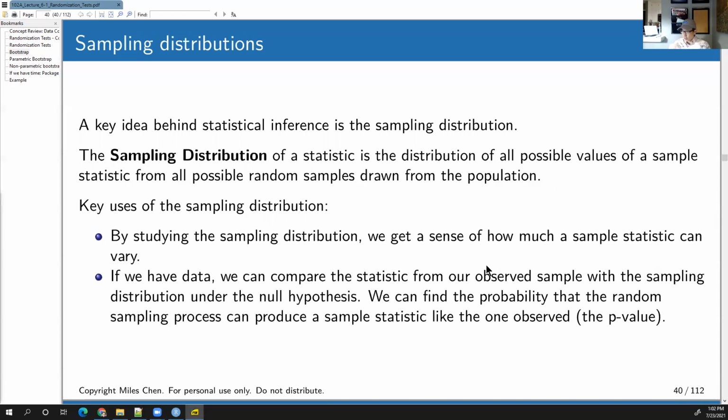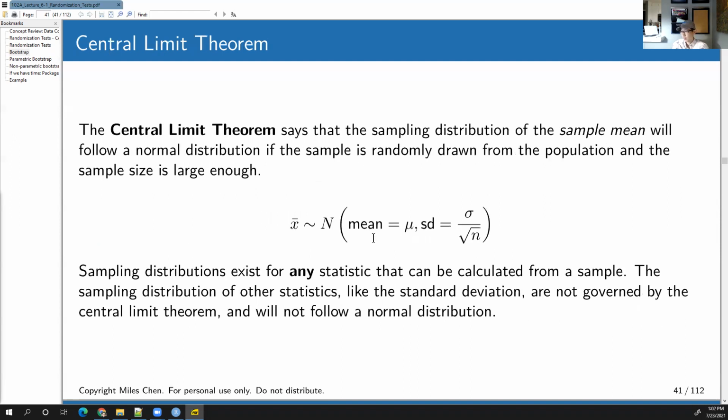So again, taking a step back, the sampling distribution is the distribution of all possible values of a sample statistic from all possible random samples drawn from the population, right? By studying the sampling distribution, we get a sense of what kind of values we can get for the sample statistic. And then using that, we can estimate a p-value. How often will we get the sample statistic that we observed in our data?